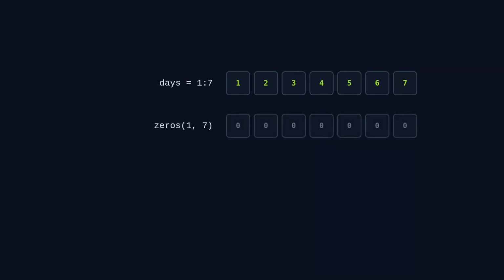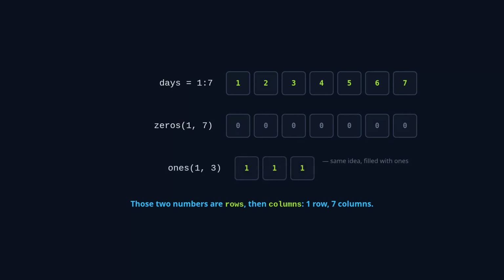You can build a vector with a colon too, instead of typing every number out. days = 1:7 creates 1, 2, 3, 4, 5, 6, 7. And when you know how big something needs to be, but not what goes in it yet, zeros(1,7) gives you 7 zeros to fill in later. Those two numbers are rows and columns. 1 row, 7 columns. ones works exactly the same way.